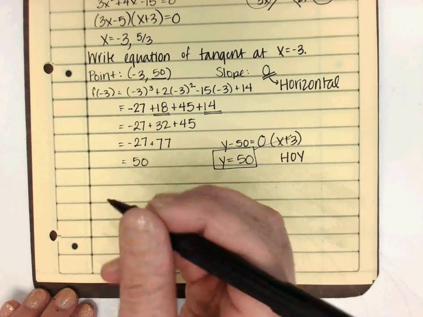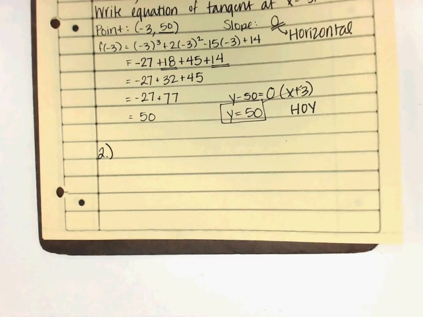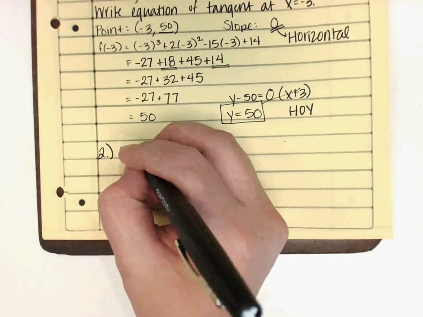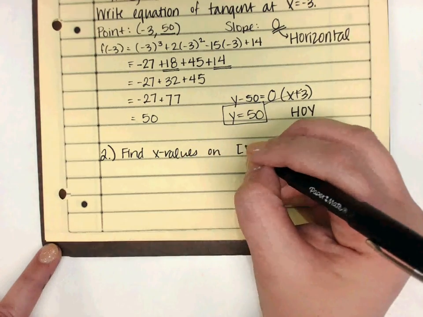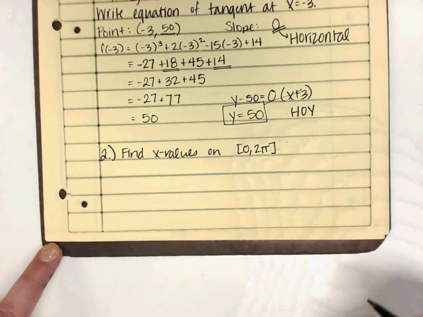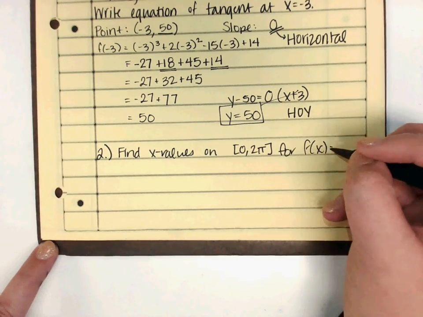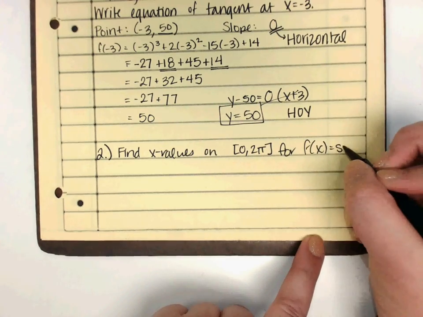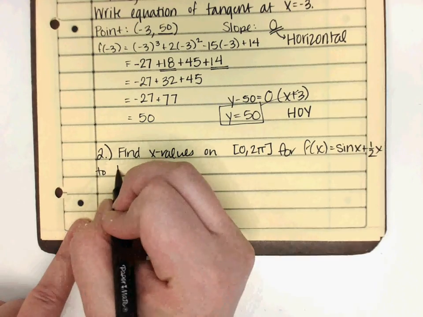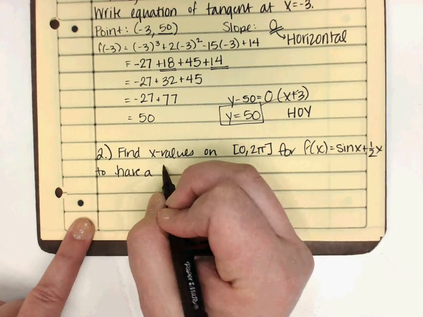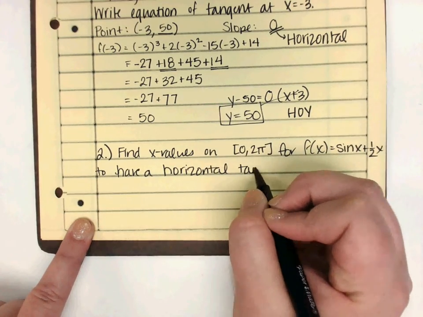Okay, one more like that, number 2. We can probably do it in this little space. You're going to find x values on 0 to 2 pi for f of x equals sine x plus a half x to have a horizontal tangent line.